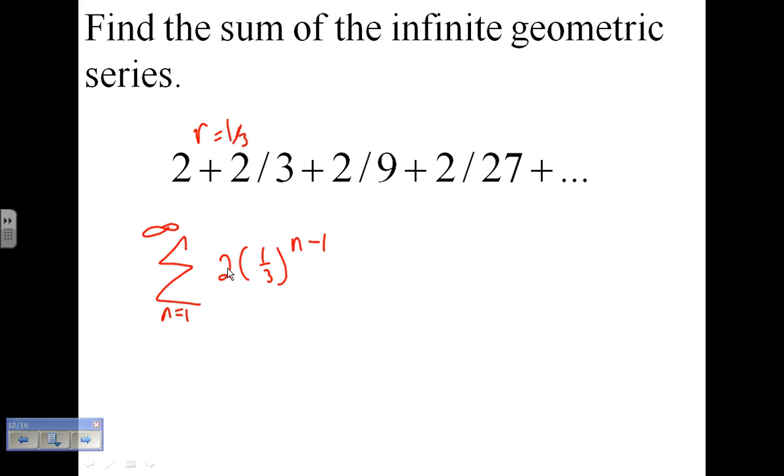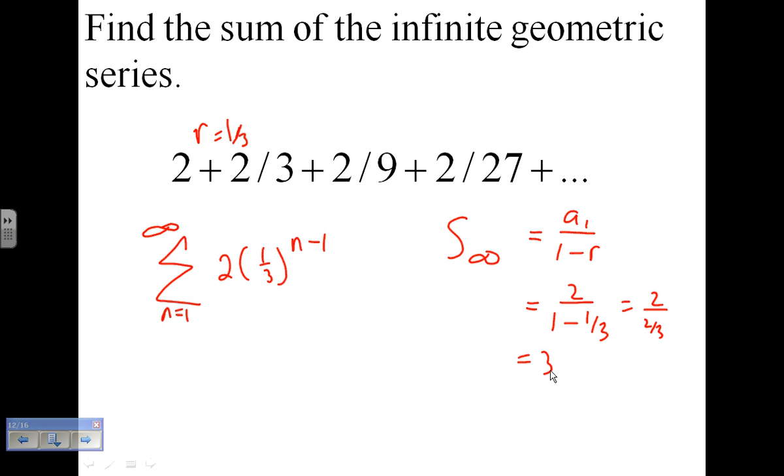Now, if you put this in your calculator, you're going to put in a big number for the upper bound. If you're not going to put it in your calculator, remember we said if r is less than 1, the summation for the infinite geometric series is the first term divided by 1 minus r. We've already established that r is a third. So, simple arithmetic tells you it's 2 divided by 2/3. So that would be 2 times 3/2, which would be 3.